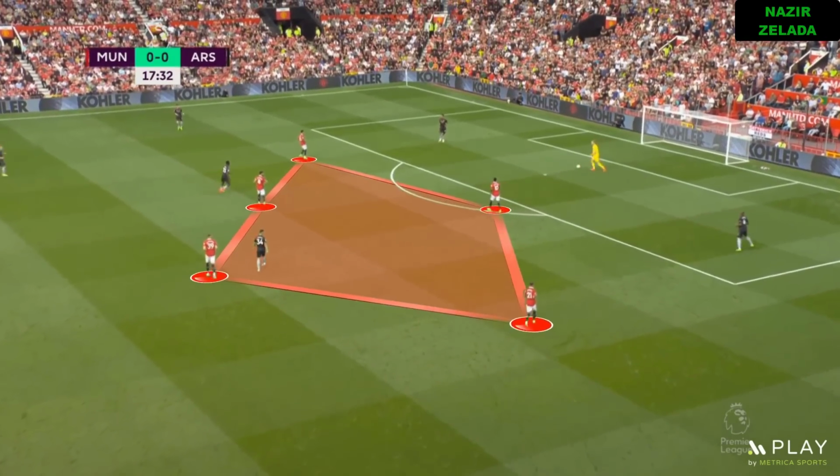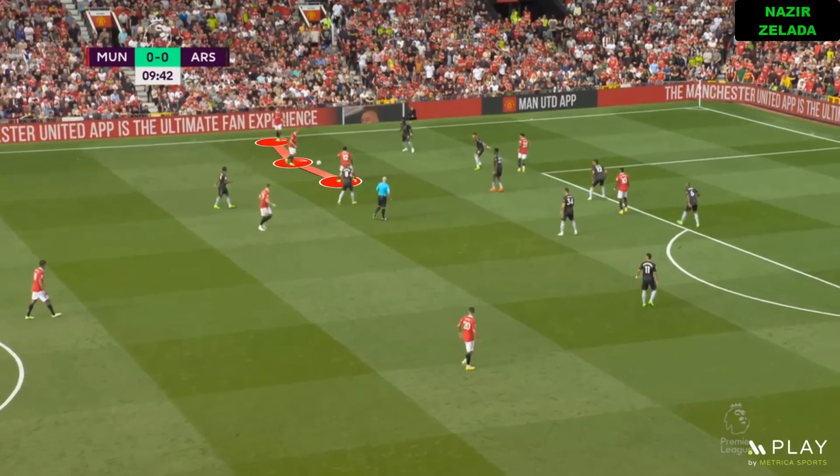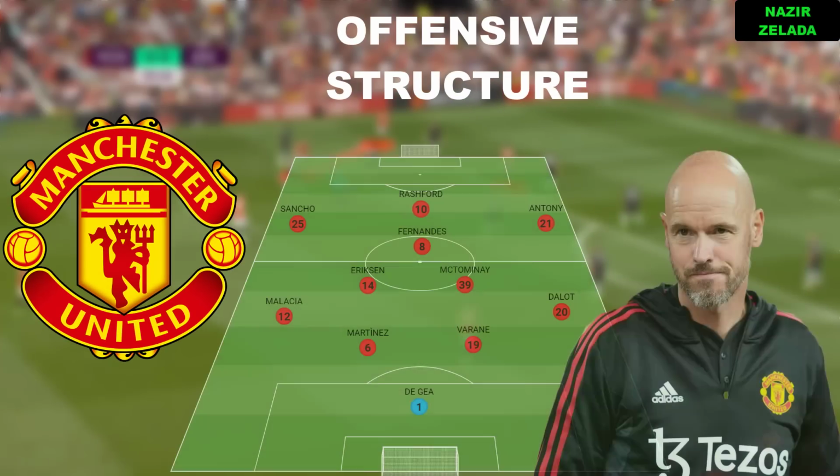Today we are gonna analyze how Ten Hag's tactics stopped Arsenal. In this video we'll focus on United's offensive structure.